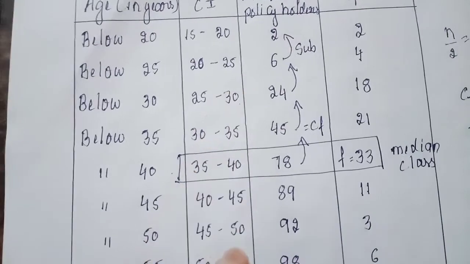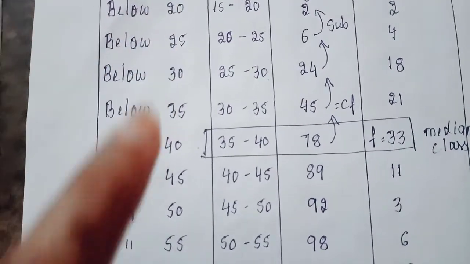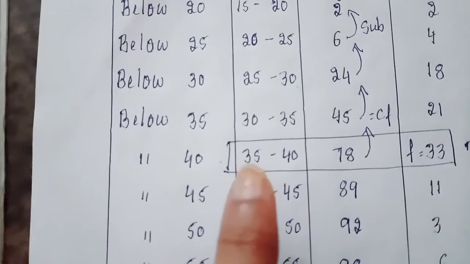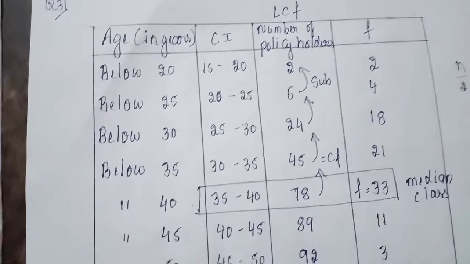If you complete this, only then can we find the value of L. Why? Because these are all upper limits. These are not lower limits. So L will come only when you complete this column.